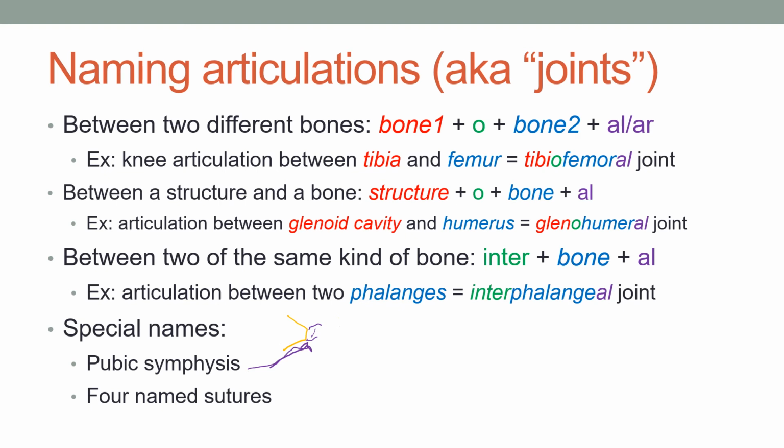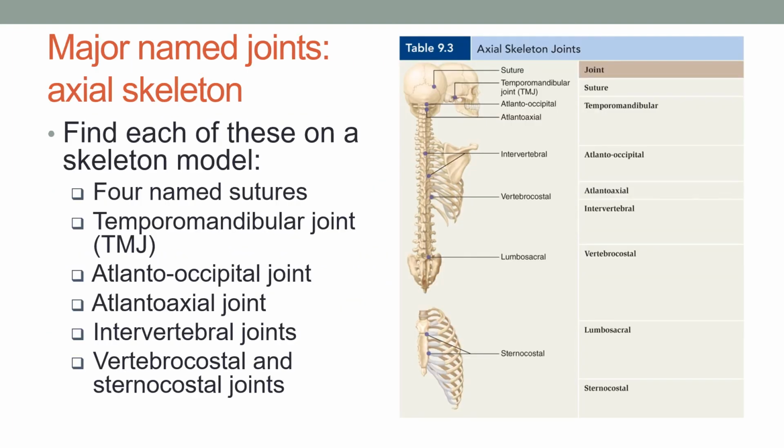And then, of course, anywhere where you have two skull bones coming together and there's just a little bit of fibrous tissue joining them together, that is called a suture. And we have 4 named sutures that you learned when you were studying the bones of the skull. So find each of these on a skeleton model.